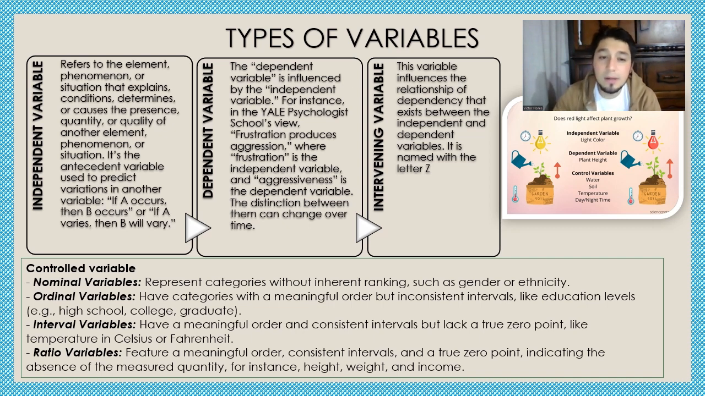Ratio variables have all the properties of interval variables, plus a real absolute zero. That is, the value of zero represents the total absence of the variable being measured. Some examples of ratio variables are measurements in the English or metric system, time, seconds, minutes, etc. Thank you.